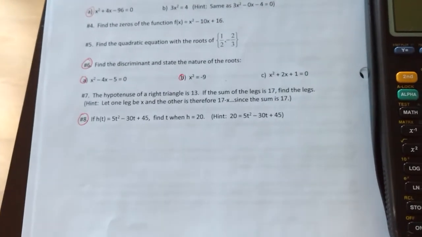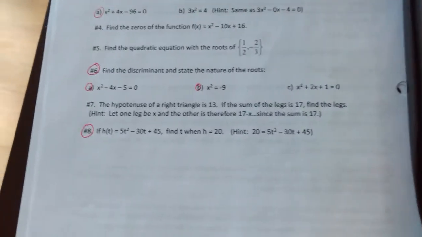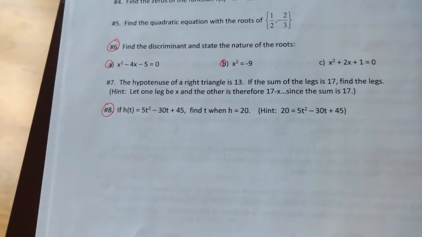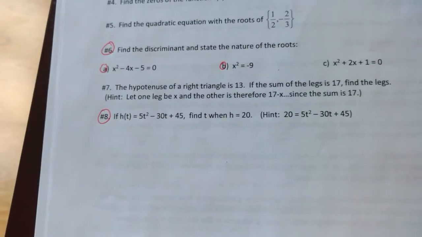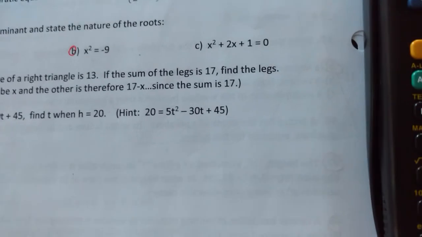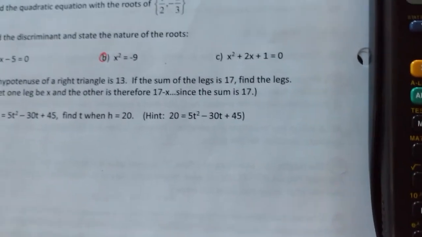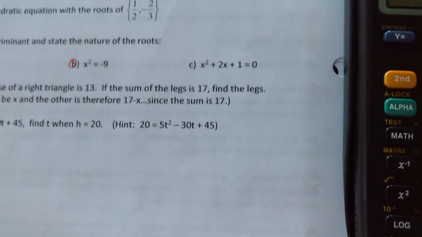Okay, so for the very last one in this entire chapter 3, chapter 4 booklet is question number 8. That's the last one I want to talk about here. It says find t when h is 20. Totally gives the question away just by this part right here. 20 equals 5t squared minus 30t plus 45. We want to solve that equation, find t.